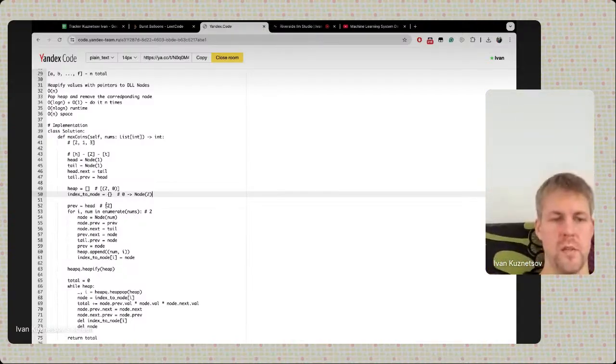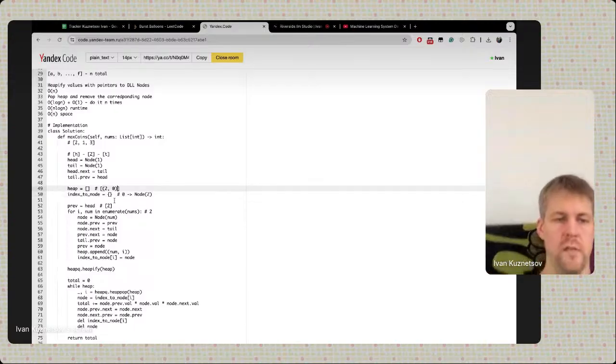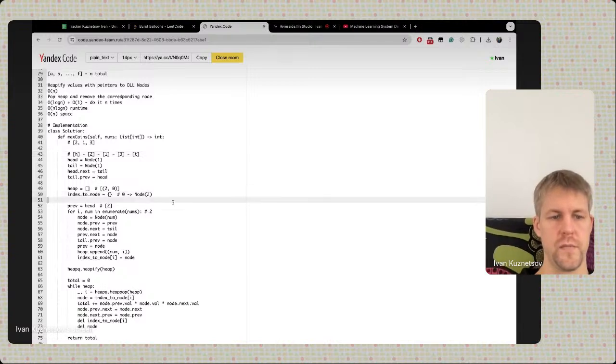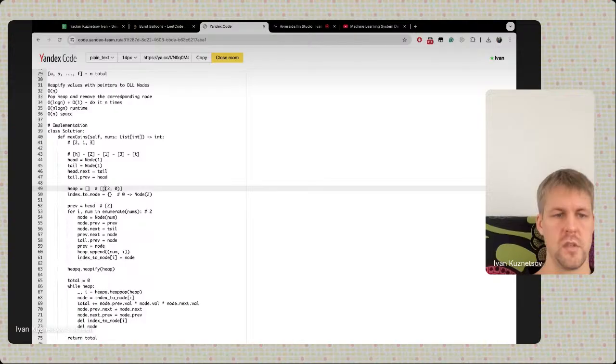Now we are adding 3 and everything is being added to the tail, right? So previous is now, instead of head, it's 2. And yeah, we are appending 1 and we're appending 3 and then tail. So this is our structure, and heap becomes this. So 1 at index 1, 2 at index 0, and then 3 at index 2.